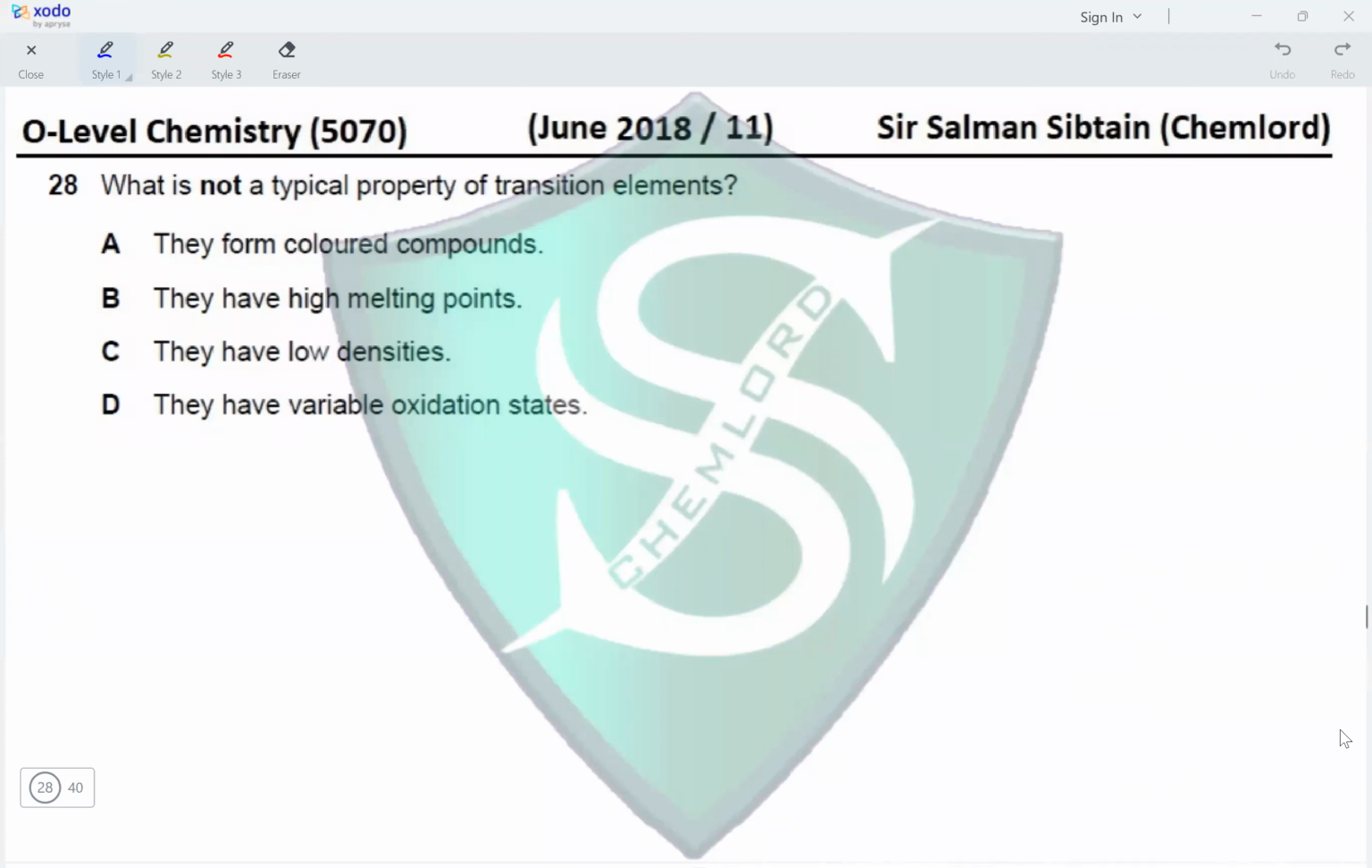Question 28. What is not a typical property of transition elements? They form colored compounds? Yes, they do. They have high melting points? Yes, they do. They have low densities? No, they don't. They have high densities. They have variable oxidation states? Yes. So the only property written incorrectly here is the property given in C, making option C the correct option for this question.